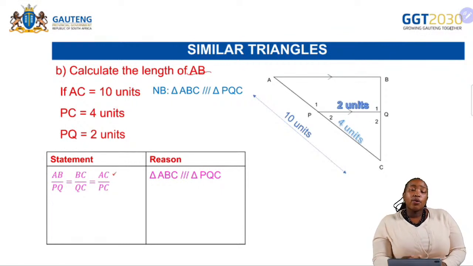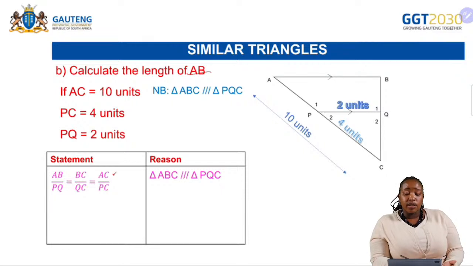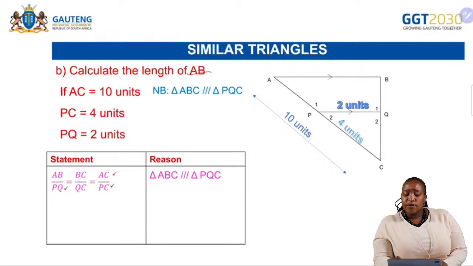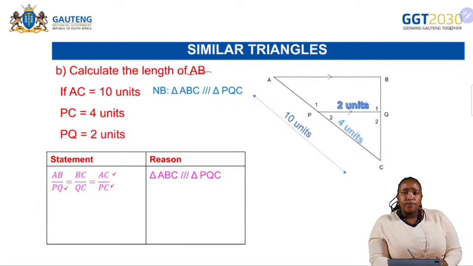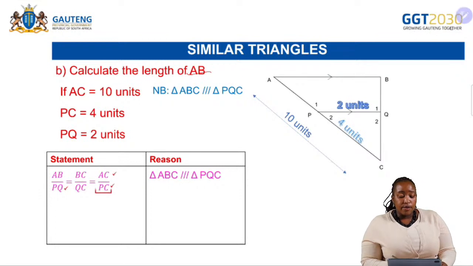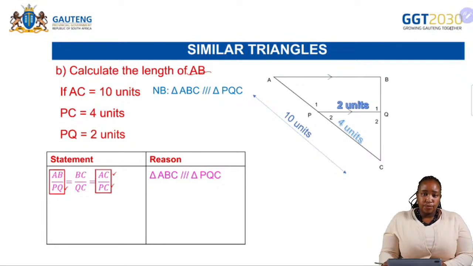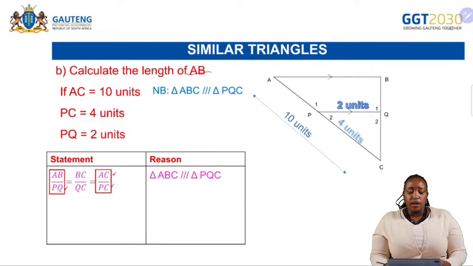Right, now you check what information can you use. So now you're given the side AC as 10 units, so you can tick that off as one of the sides you have information about. What other information do you have? You also have the side PC. Do you see? The side PC is 4 units. So you have that information. You can tick it off. And what else do you have? You have the side PQ as 2 units. All right. And obviously you're looking for AB. So those two are the ones you are working with, because you're working with AB. So you need these two fractions.